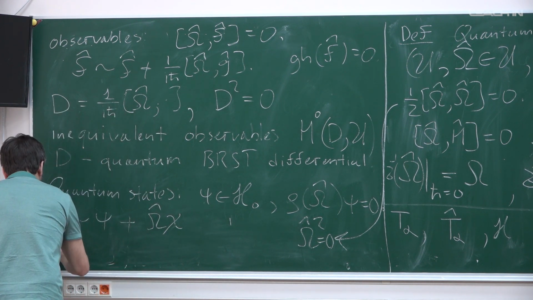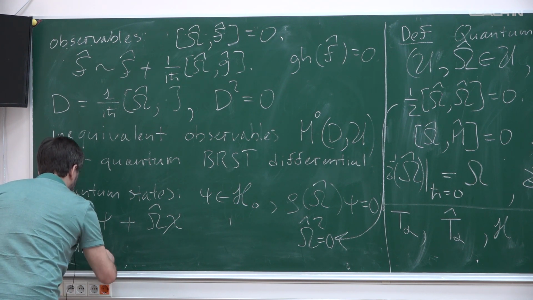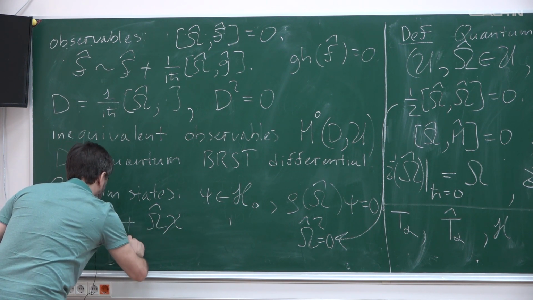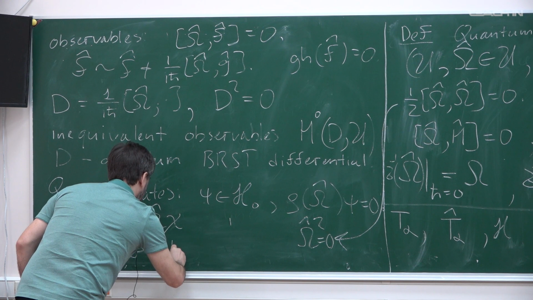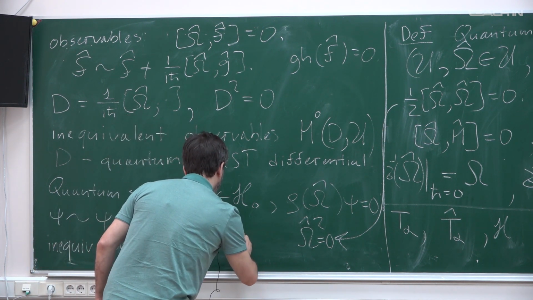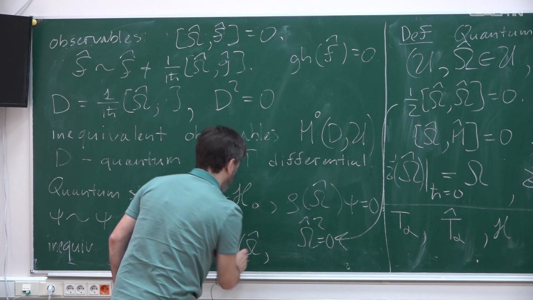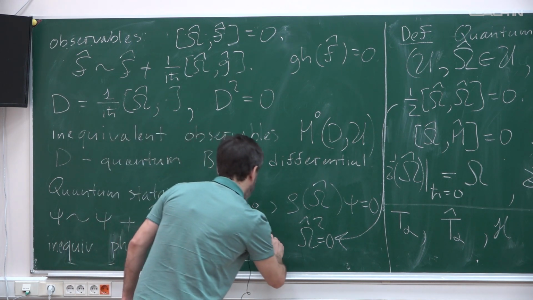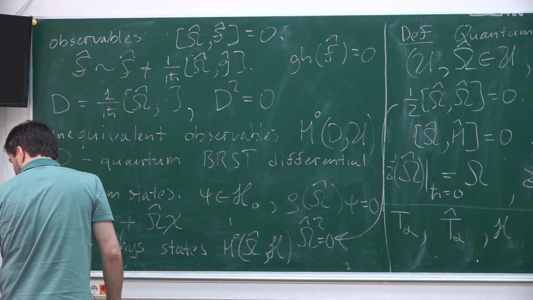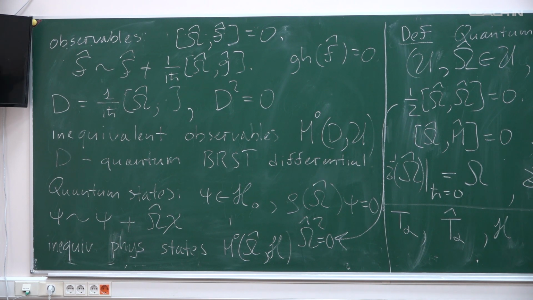So in equivalent physical states, this is cohomology in degree 0 of our omega hat, strictly speaking, rho of omega hat in our representation space. So again, everything is natural.